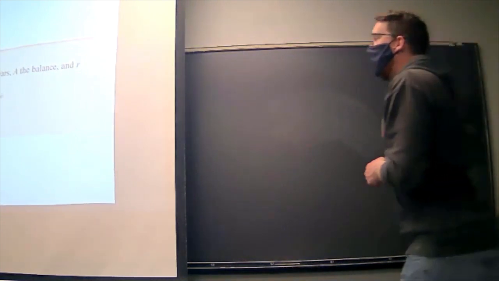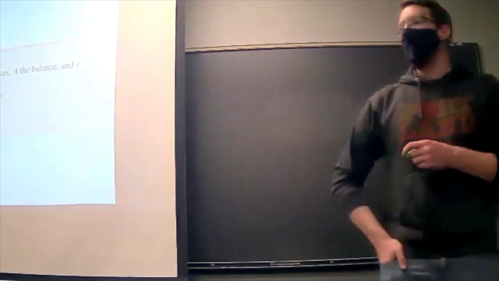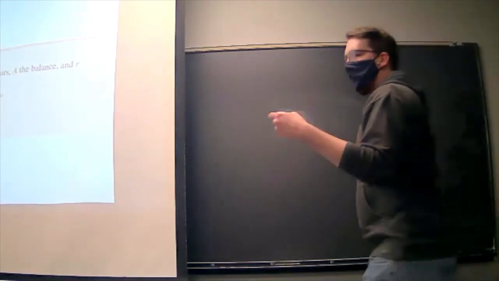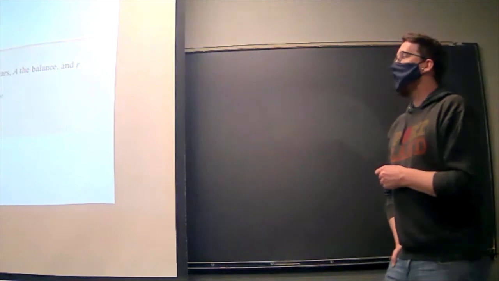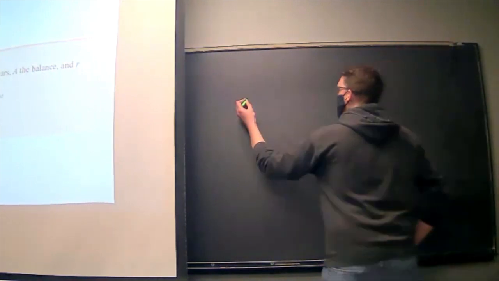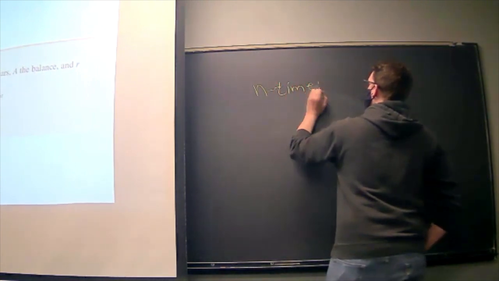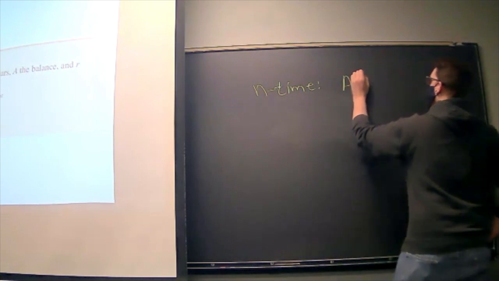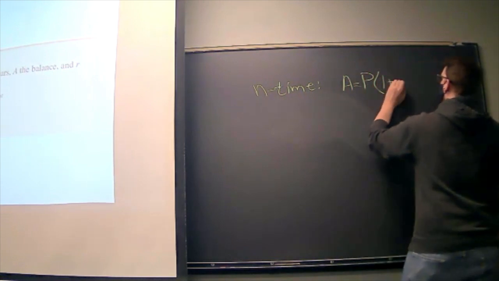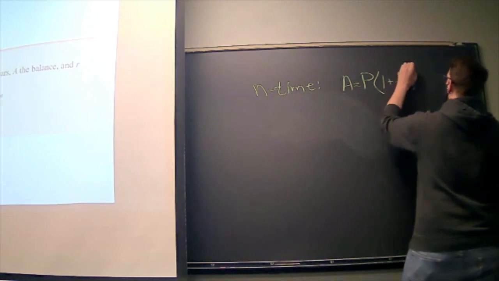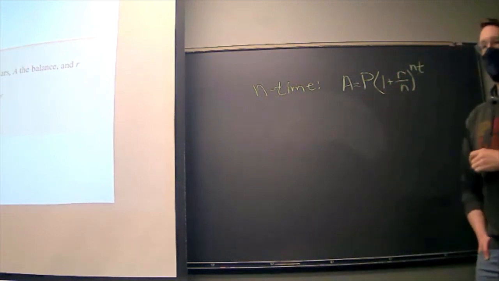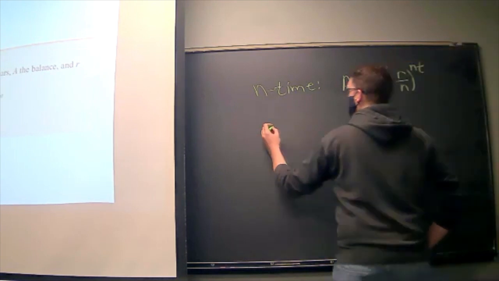If, however, we compound interest continuously, we're going to have the equation A, the amount at the given moment, is equal to the initial amount times e raised to the RT. So n times, and compounding continuously.